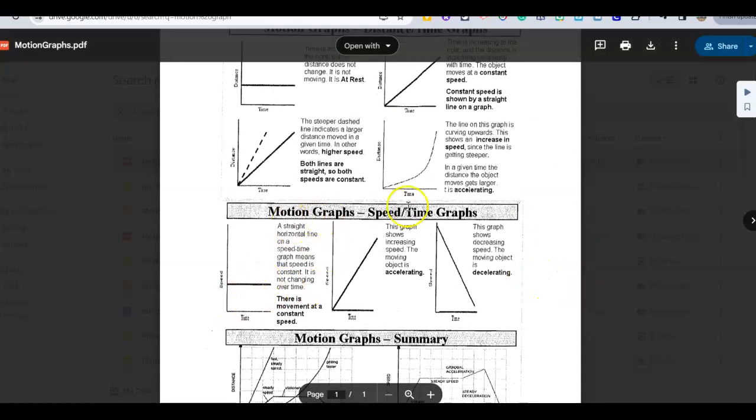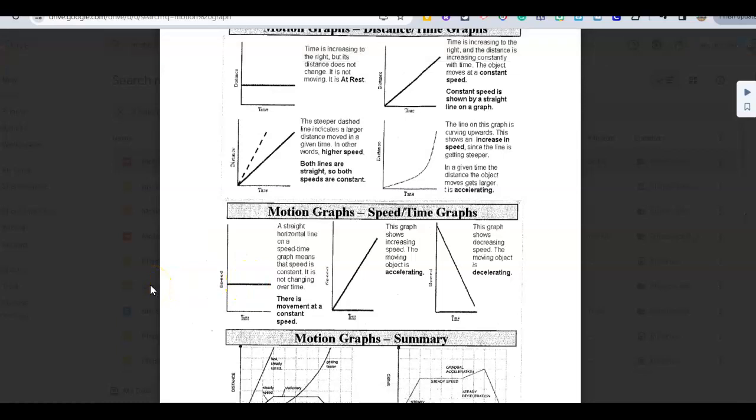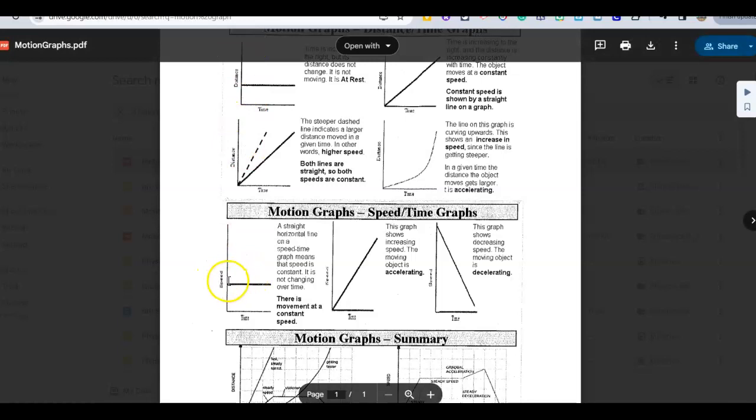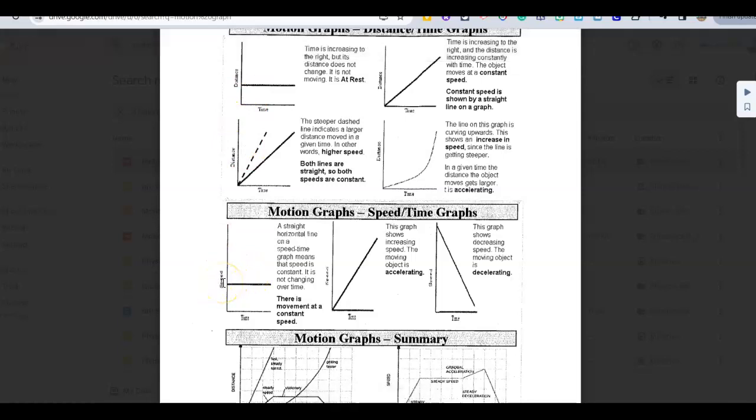You'll notice right here with the speed and time graphs, this graph and this graph here look exactly the same, correct? Minus one thing, the word on the side. The word on this side says speed. Well, if speed never changes, like if you're going a speed other than 0 miles an hour, you are moving. You are not at rest. That would be constant speed.